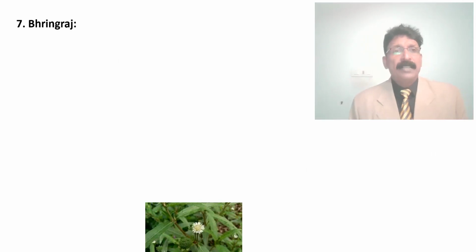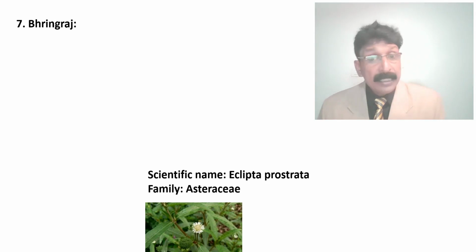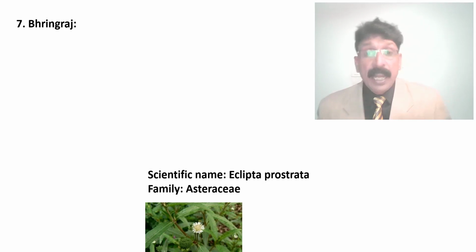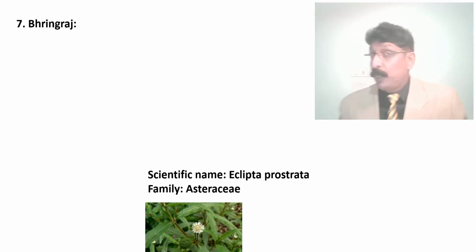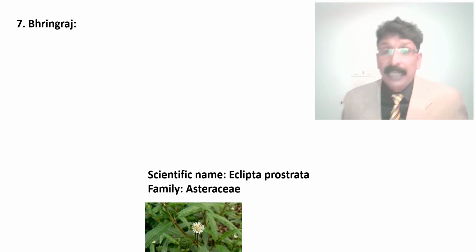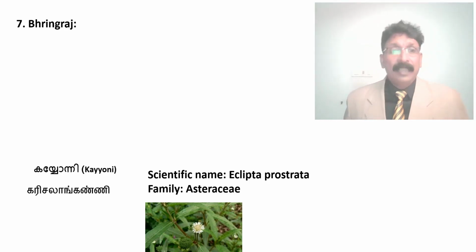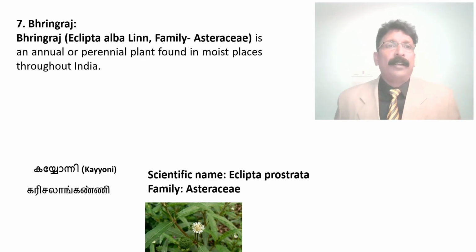And this is Bhringraj. Bhringraj we have seen. Scientific name is Eclipta prostrata. We are coming to it again. This is the second time we are studying this plant. Again, we have shown it in the skin section also. Family Asteraceae. Karisalanganni in Tamil. In Malayalam, Kayyonni. Bhringraj.